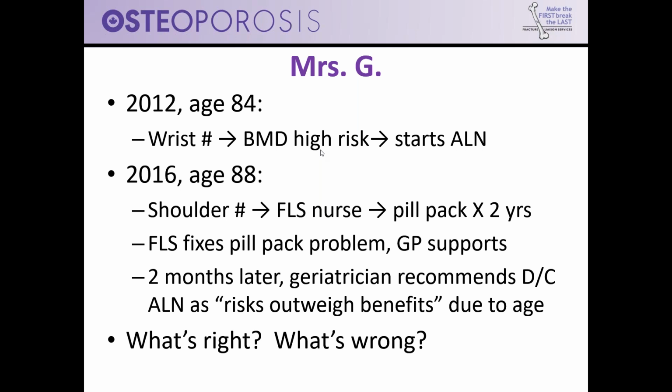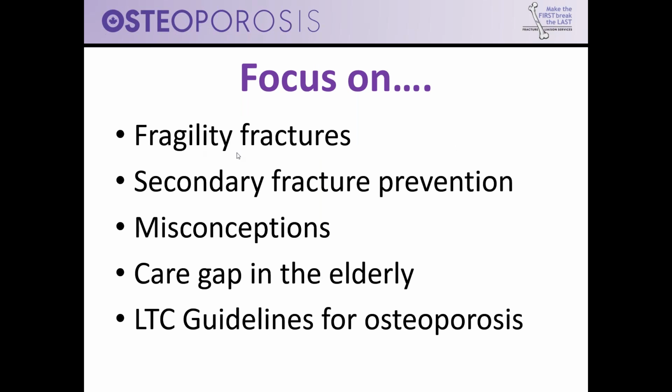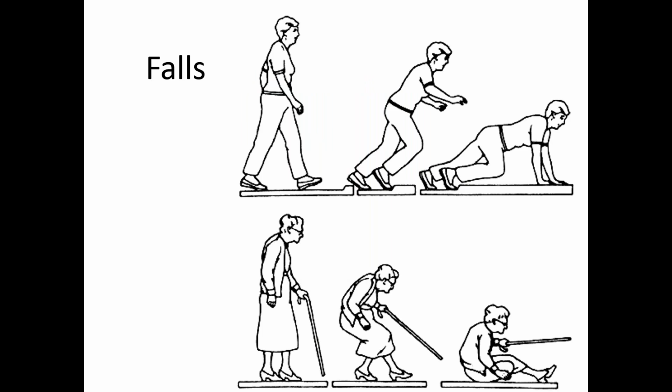So we're going to explore what's right, what's wrong, what's the connection between osteoporosis, fractures, the benefits or the risk of the osteoporosis medications, depending on age. So we're going to focus on the fractures, on the secondary fracture prevention, on some of the misconceptions out there, on the care gap in the elderly, and then I will briefly mention the long-term care guidelines for osteoporosis, which are Osteoporosis Canada guidelines.